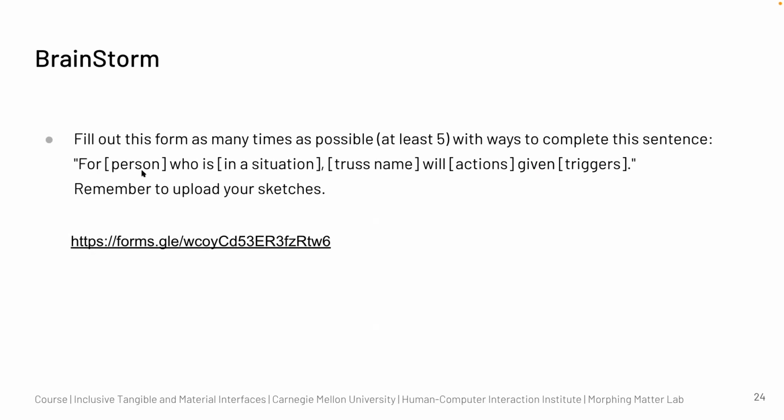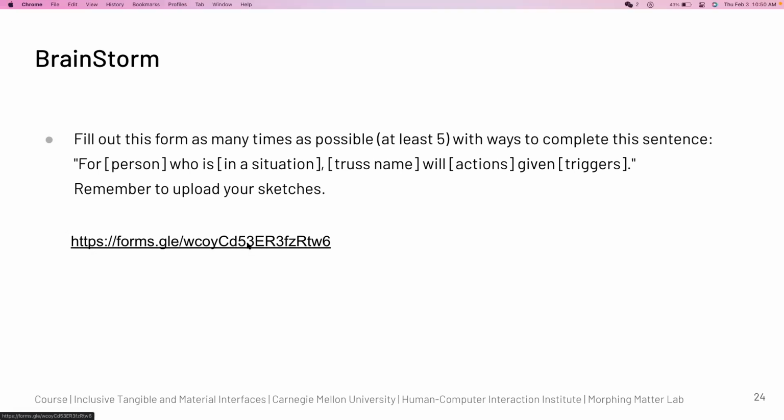Similar to Leah, but trying to fill another sentence: for some person, the user who is in some situation, a trust, you just give a name to the trust you design, or do some action given some triggers. So it's not only one action, one trigger, but maybe 3 actions under 3 triggers, because you can have multiple time steps.